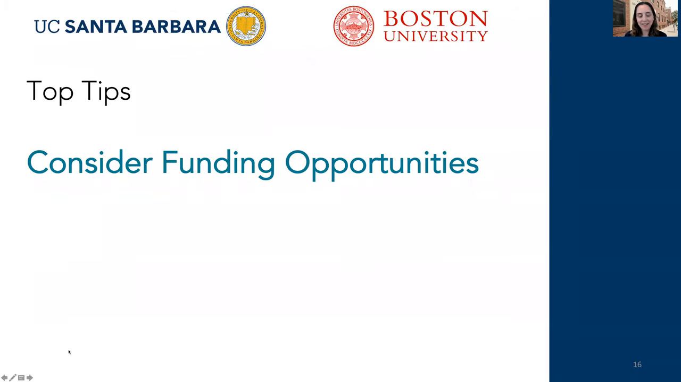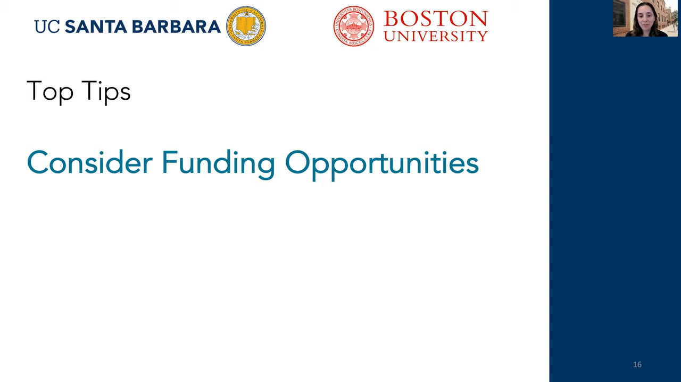This next slide is on considering funding opportunities. Programs differ quite a bit in their funding structures. One of the things that you can do is to review the program materials to identify the options for student support, including fellowships, teaching assistantships, and research assistantships. Sometimes the deadlines to apply for those scholarships and fellowships are different from the main deadline for application, so keep an eye out for that. Admissions officers can be really helpful in navigating what the options are in terms of scholarships and funding and what the deadlines are for those.